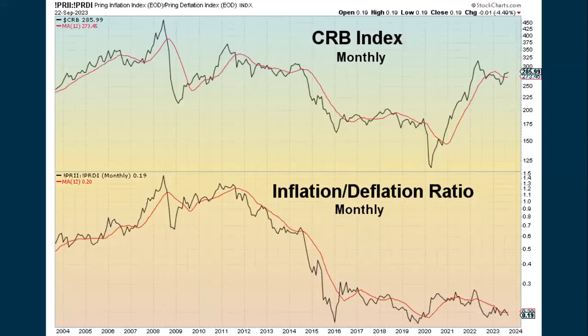We also keep an eye on inflation. We have a monthly chart of the CRB index where we're starting to turn back positive. And so folks are a little bit concerned about that. So what we look at on the bottom is an inflation to deflation ratio. And this is continuing to go down, meaning that according to this, inflation is not really rising at this time.